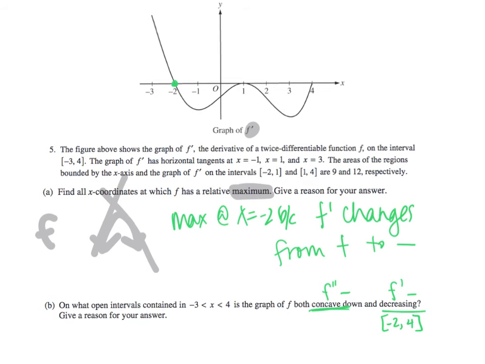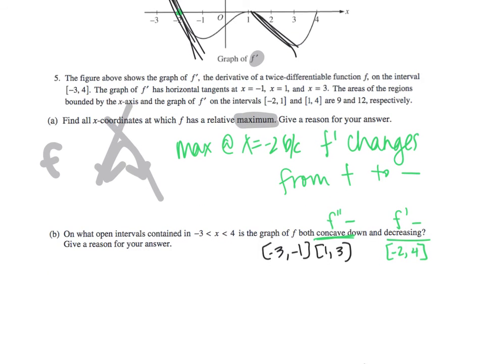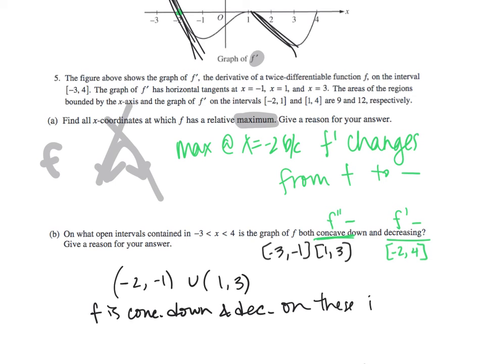But where would my function be concave down? Well, that's when my second derivative is negative. The second derivative is the derivative of f prime, or the slope of f prime. The slope of f prime is negative from -3 to -1 and from 1 to 3. Where is the overlap between these two? I would say we get to have overlap from -2 to -1 and from 1 to 3. Again, brackets, parentheses, it doesn't make a difference. My function is concave down. We're going to say f is concave down and decreasing on these intervals because f prime, f double prime, and f prime are negative.